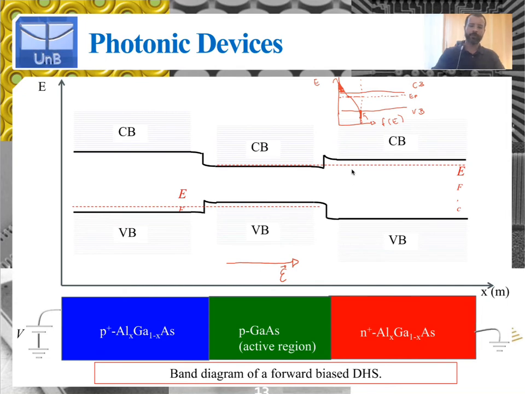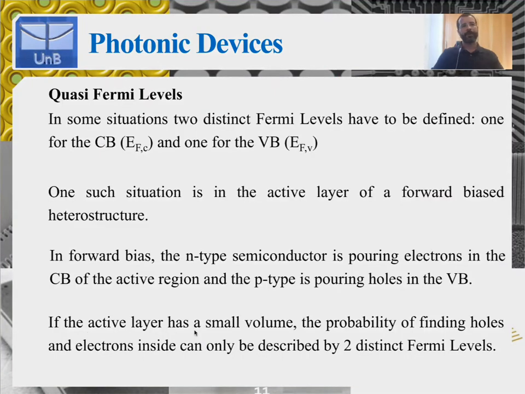So you have lots of electrons being poured into the conduction band of the active region, and because of the same electric field, the holes, which are positive charges, will move in the direction of the field. So you have lots of holes being poured by the P-type material into the active region as well. So again, that's why you have lots of electrons and lots of holes. And if the active layer has a small volume, the probability of finding holes and electrons inside can only be described by two distinct Fermi levels.